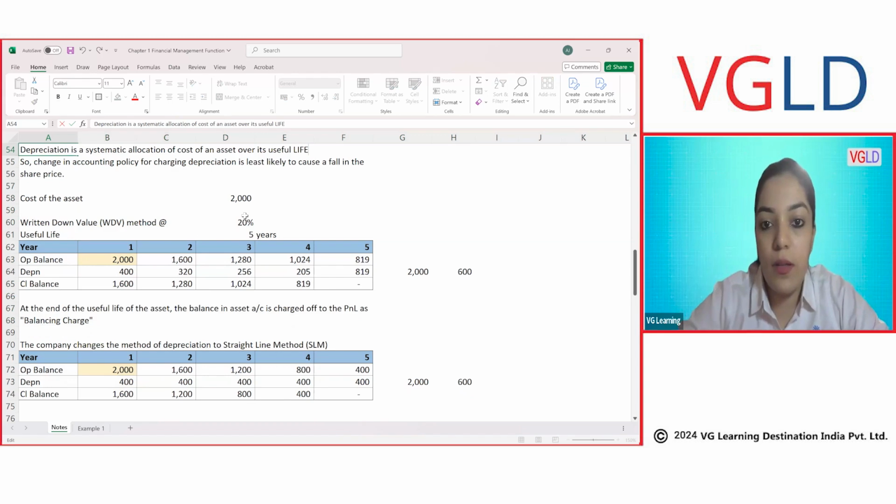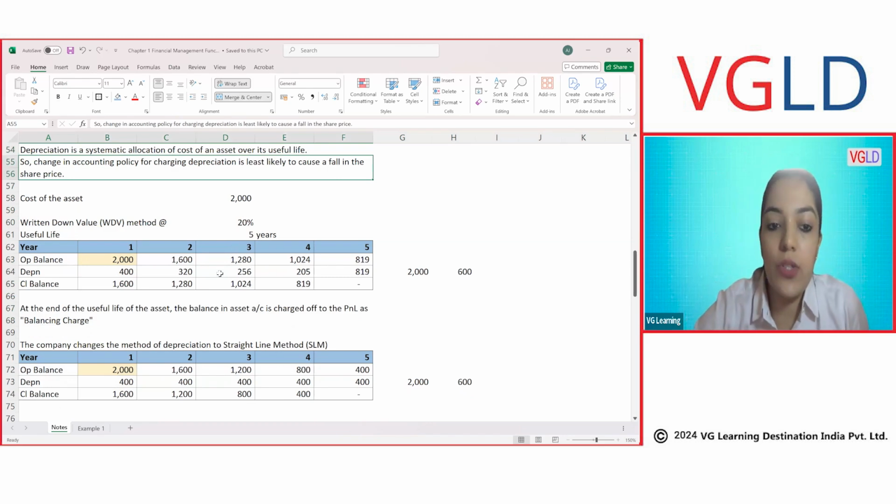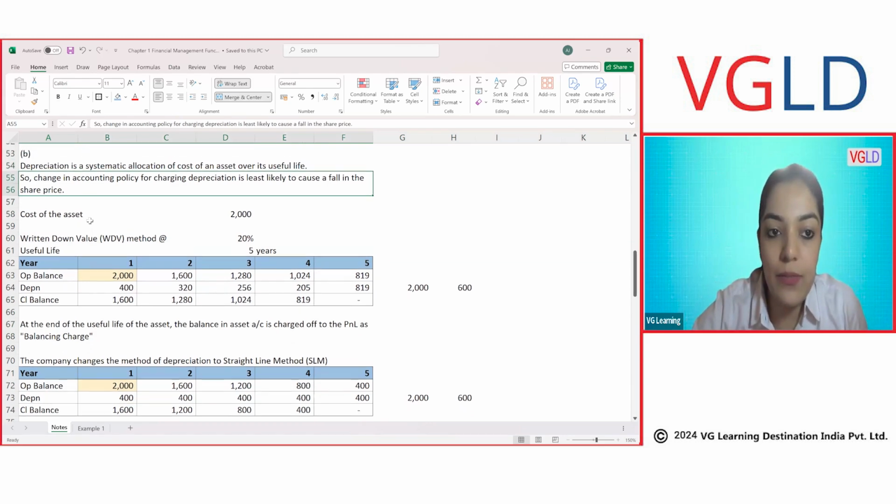Okay. So changing the method will not lead to a fall in the share price. Now, please let me know if it is clear with this example.